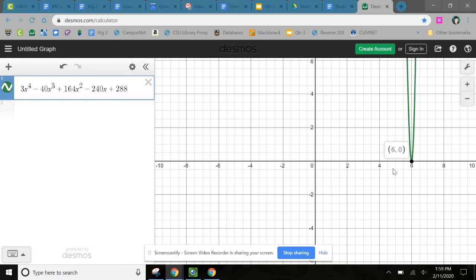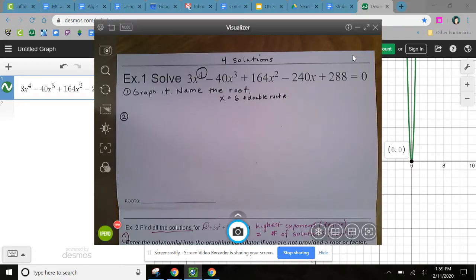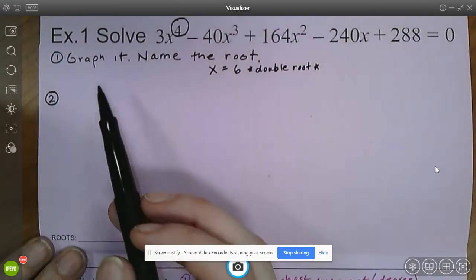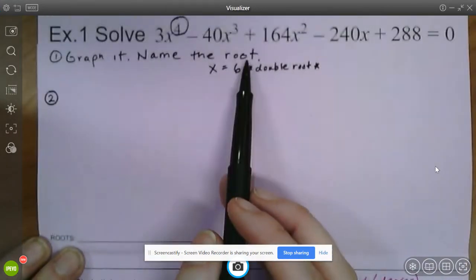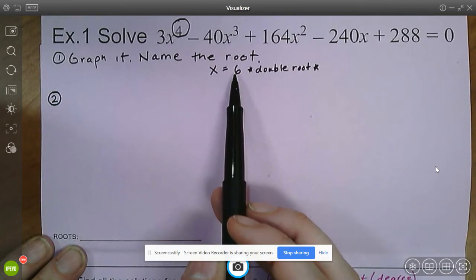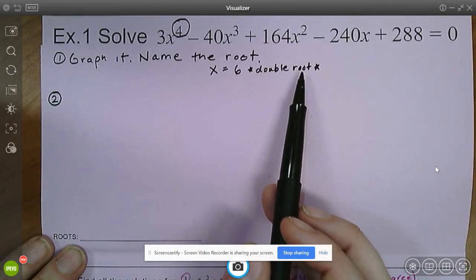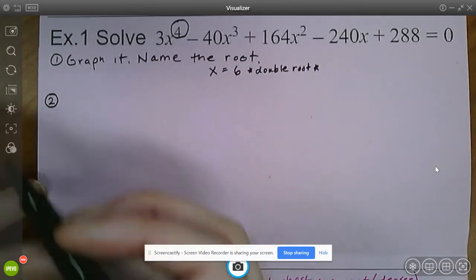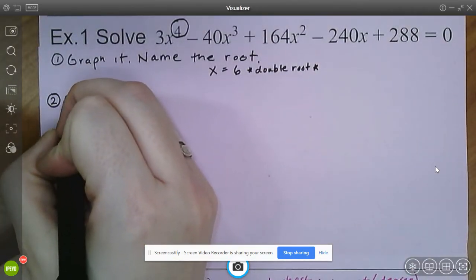So the next step we're going to do is to divide, just like last time we divided. So same steps so far. Let's go over here and have you write this down. We're going to graph it. You're going to name the root. That's what we did. We got a 6, and this is actually a double root. So it's actually 6 2 times. So our next step is going to be to divide.